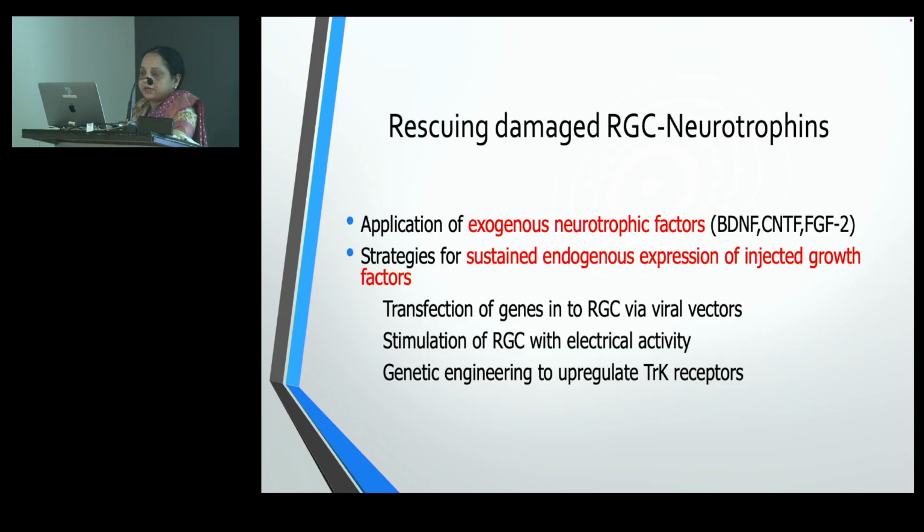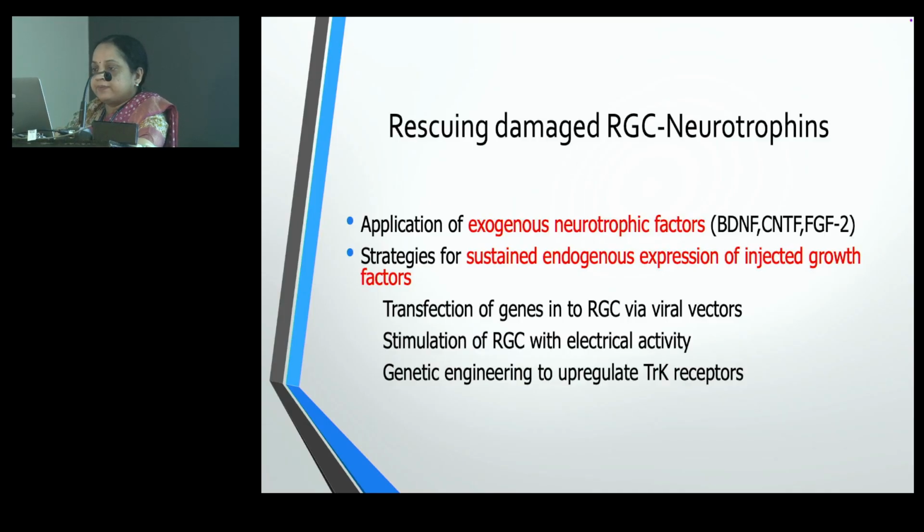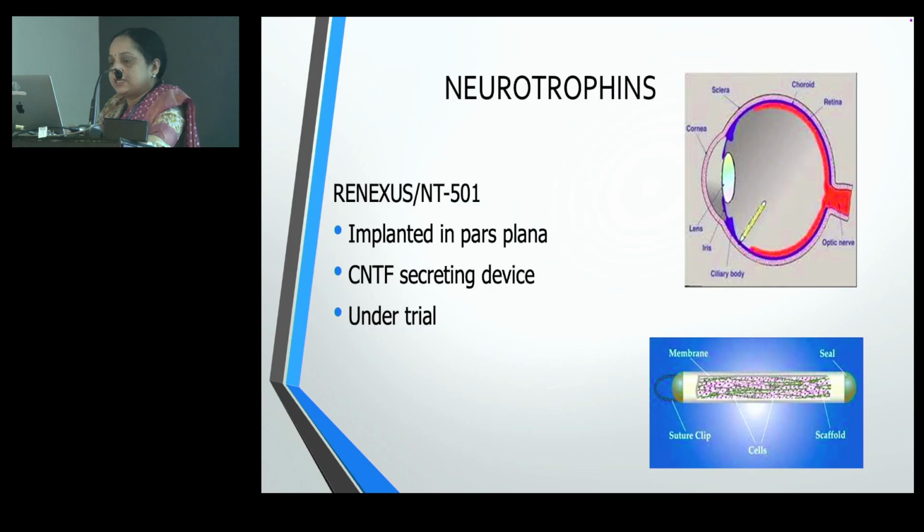Rescuing the damaged retinal ganglion cells can be done by neurotrophins. Neurotrophins are important for cell survival and repair, and it can be done by application of exogenous neurotrophic factors like brain-derived neurotrophic factor, ciliary neurotrophic factor, etc., or strategies for sustained endogenous expression of growth factors, like transfection of these growth factor genes into retinal ganglion cells via viral vector, and stimulation of retinal ganglion cells with electrical activity. Ciliary neurotrophic factor can be injected via the pars plana. It provides neurotrophins and it is under clinical trial.